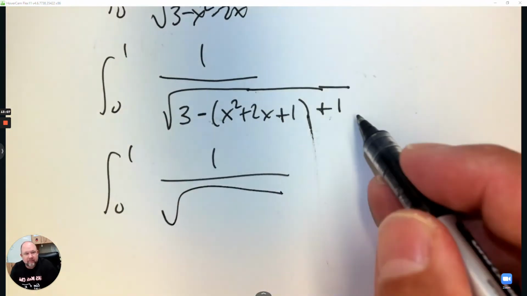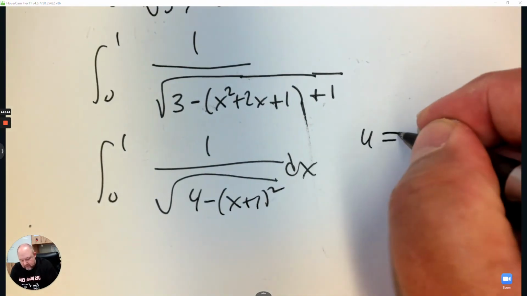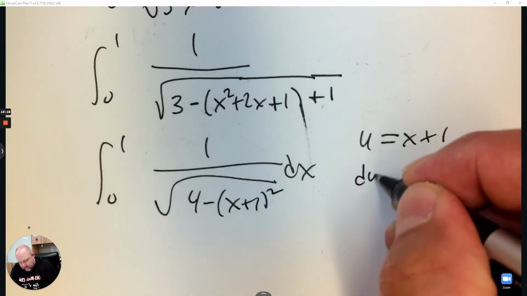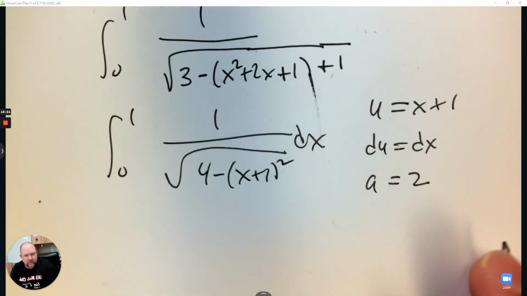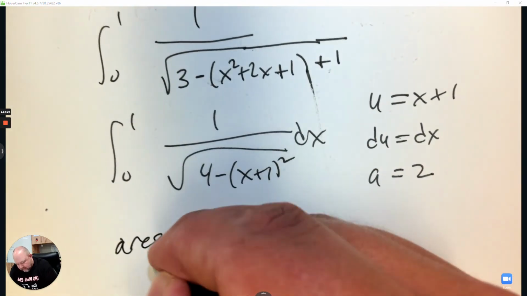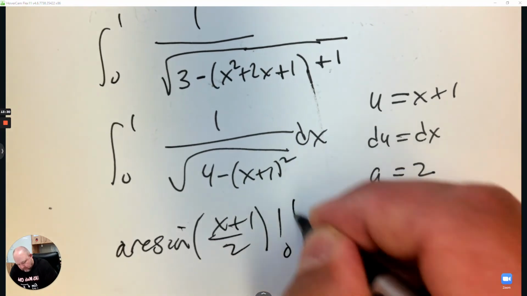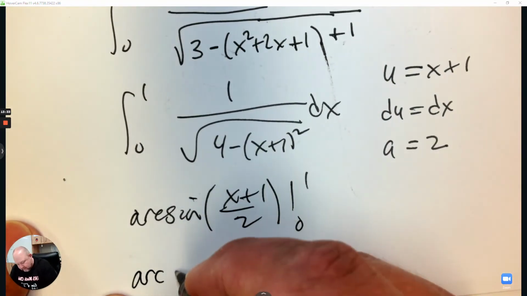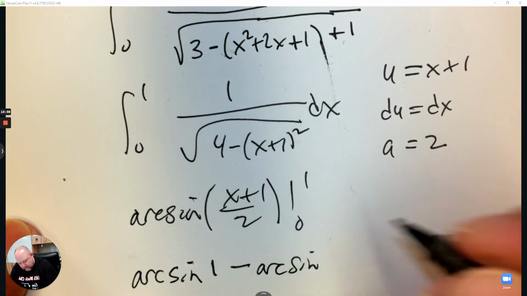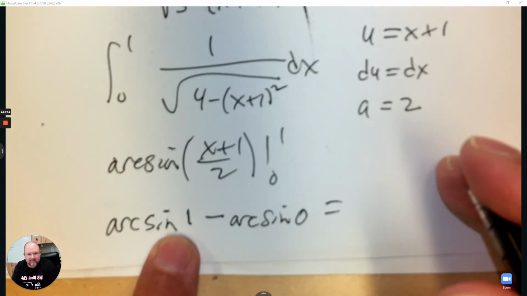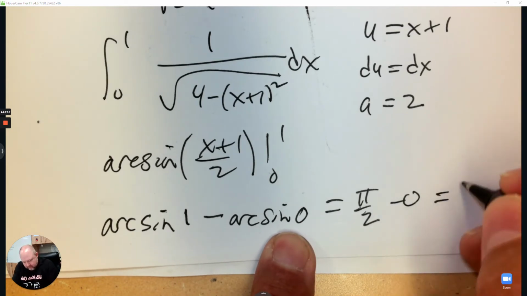So 3 plus 1 is 4, and then x plus 1 squared. We're now at a situation where we can say u is x plus 1. The derivative of u is just 1 dx. And a is the square root of 4, which is 2. So this is arc sine u over a from 0 to 1. And then we're going to plug in 1 first. 1 plus 1 is 2. 2 divided by 2. Then we're going to plug in 0. So the y-coordinate, or the angle that gives you 1, is pi over 2. The angle that gives you 0 is 0. So this answer is pi over 2.